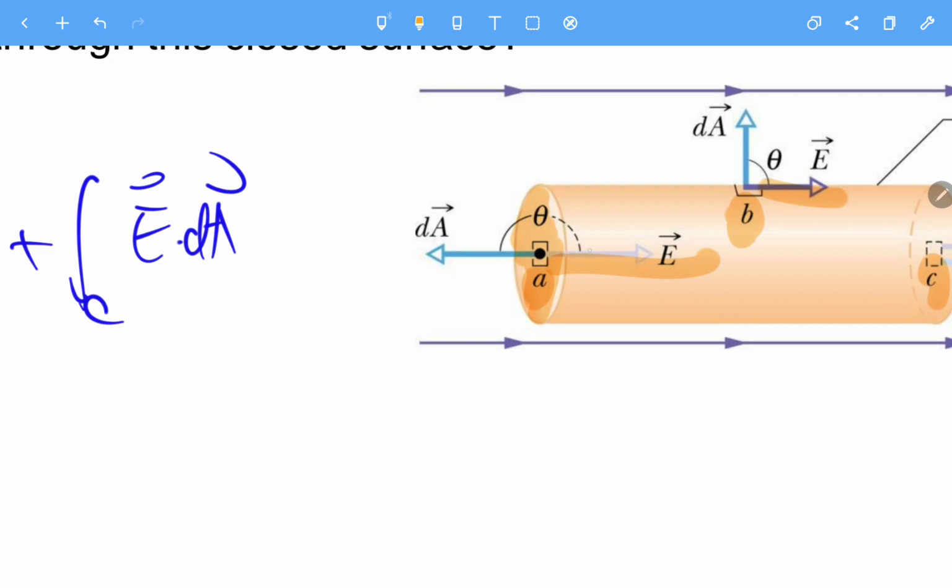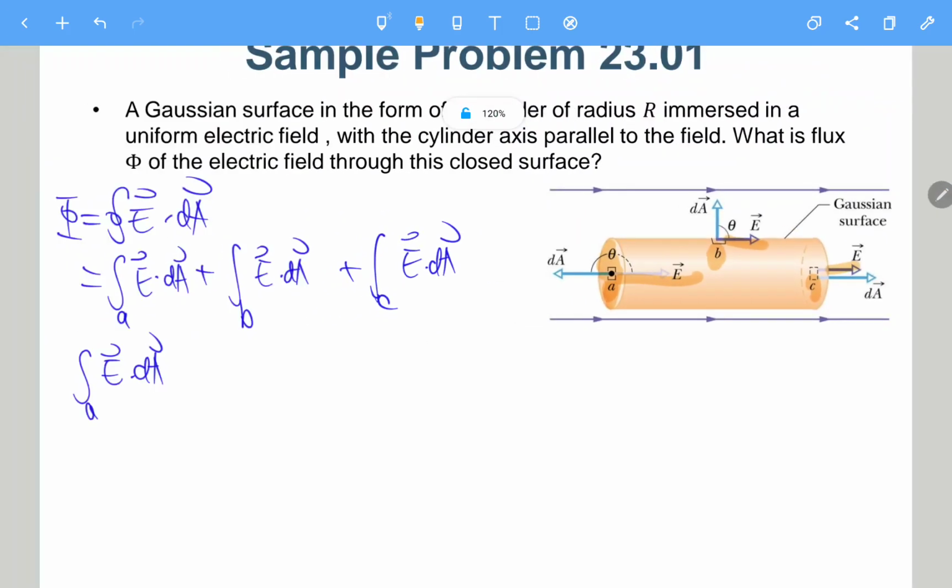You can see E is pointing to the right side, and then dA points to the left side. So this one should be negative E times A. A just means the area of this circle.